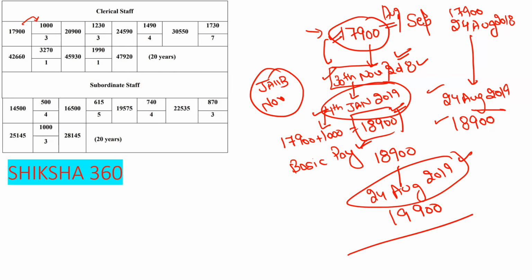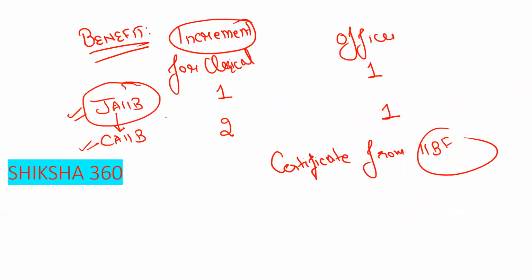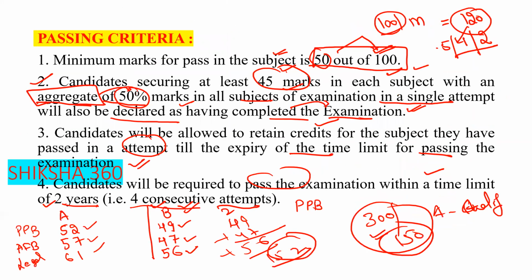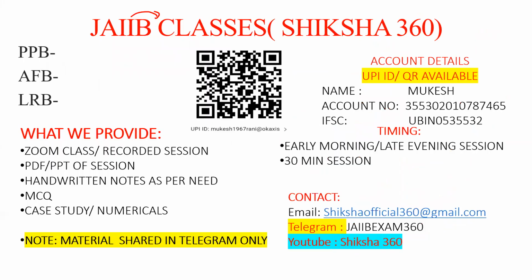So this is the benefit of these examinations. The increment which you will get after 1 year, while clearing this examination, you will get within 3 months. So this is the brief description of JAIIB, the important subjects and the passing criteria.